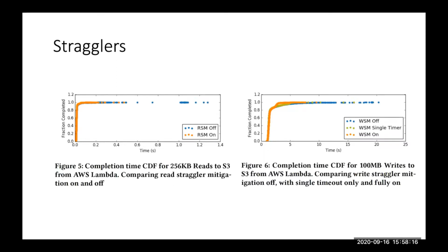And they also do write straggler mitigation, which is similar to read straggler mitigation, but they add an extra step. So in this figure on the right, the blue is write straggler mitigation turned off, and the green is basically the same optimization as read straggler mitigation. But the orange is basically having a second timer and starting a second write request.